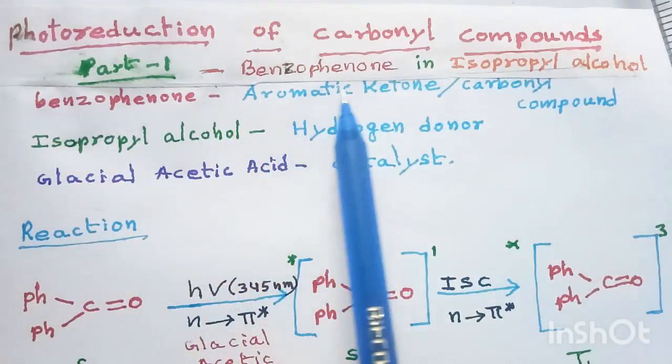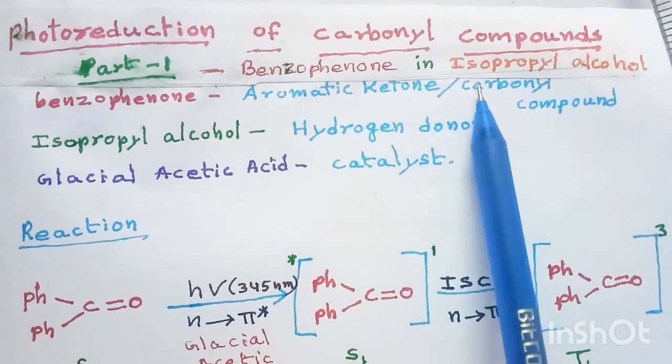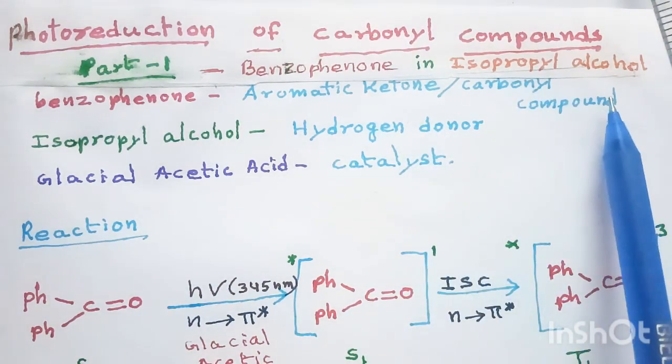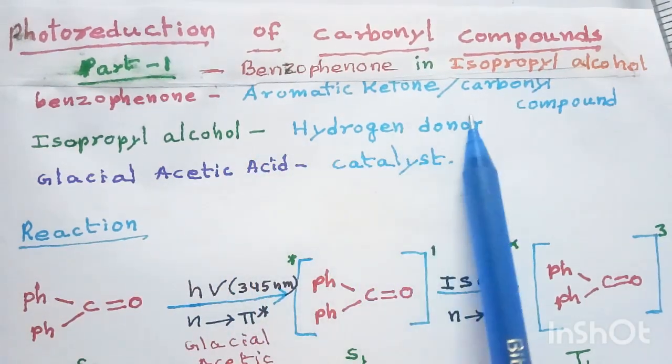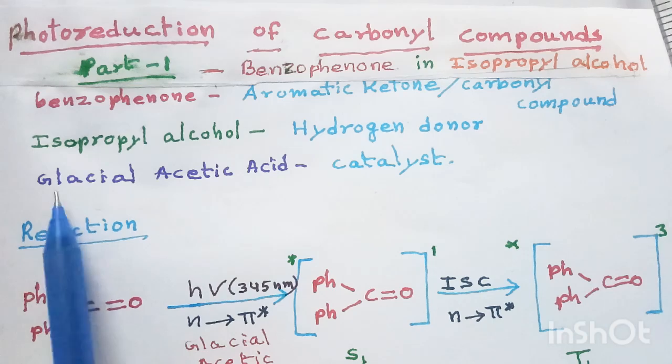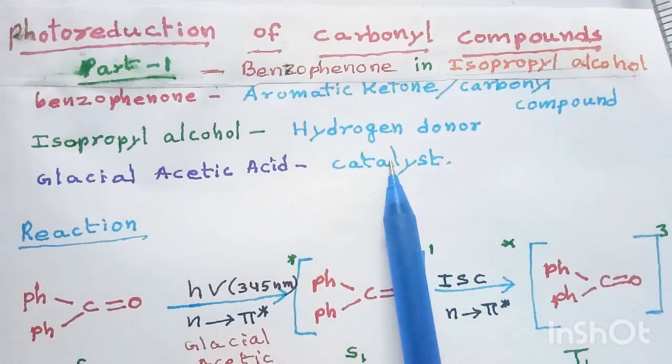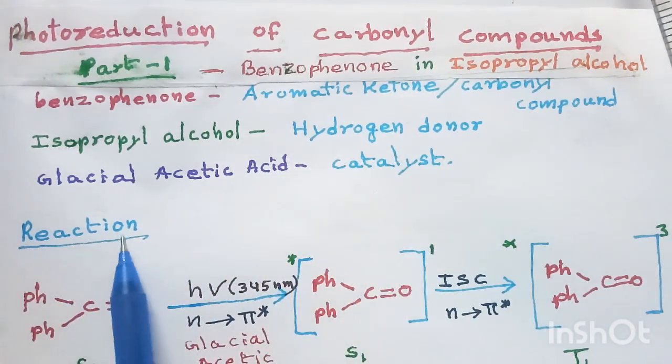Benzophenone is the aromatic ketone or carbonyl compound. Isopropyl alcohol is the hydrogen donor. Glacial acetic acid is the catalyst. Let's see the reaction.